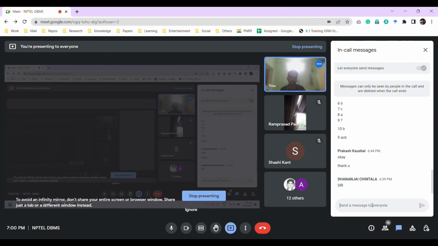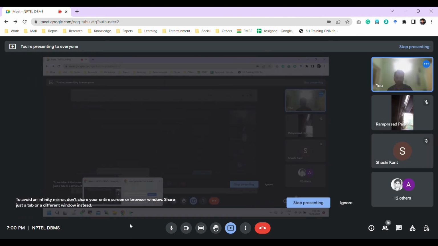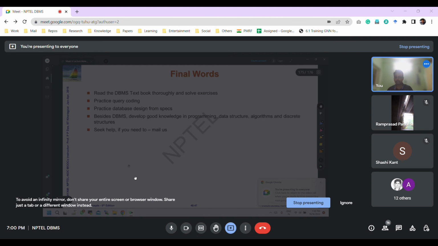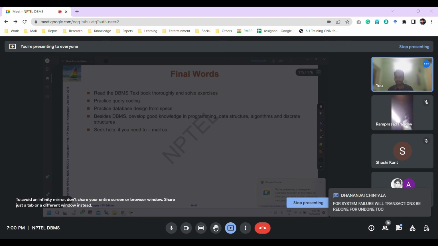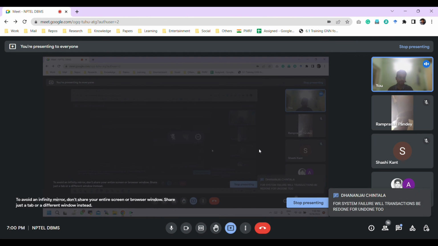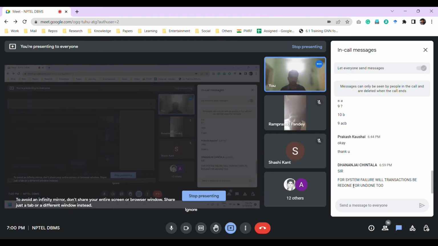Ranjay Chintala asks: for system failure, will transaction be redone for undo too? If there is system failure, it is actually based on whether your buffer and your physical storage gets affected or not.